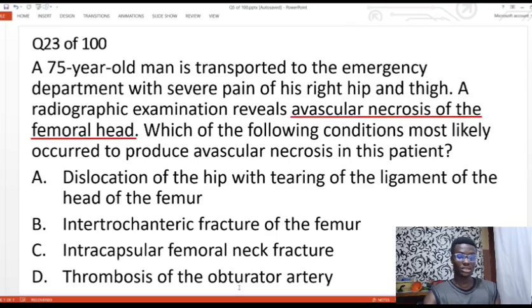Option D, thrombosis of the obturator artery. Like I mentioned, the obturator artery is not a major arterial supply to the head and the neck of femur in a 75-year-old man, which means thrombosis of the obturator artery will not directly cause avascular necrosis of the femoral head. And that is the solution to the question.